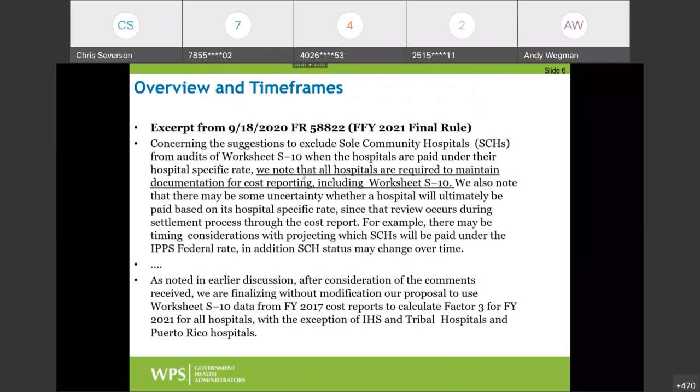And here's the key thing. The response was that all hospitals are required to maintain the documentation, and basically they're using the data, they're calculating it for all hospitals. They make some exceptions for the IHS and tribal hospitals in Puerto Rico, which are treated separately. They're handled separately.